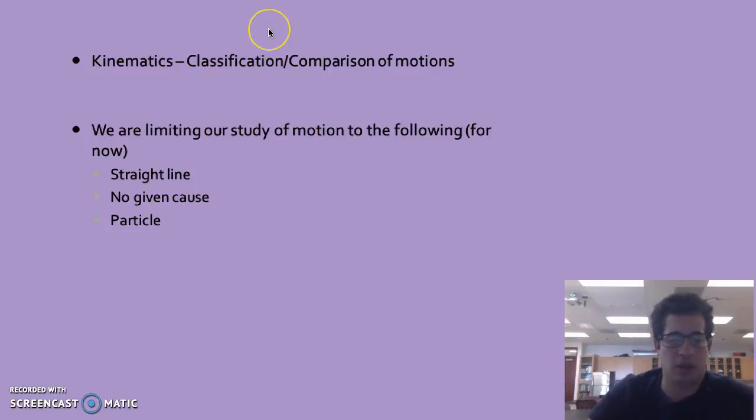Hello, so we're going to be getting started now with our discussion of motion, okay? And kinematics is the term that they use in physics to label this discussion. Honestly, this is kind of a bunch of gibberish, but we're talking about motion.